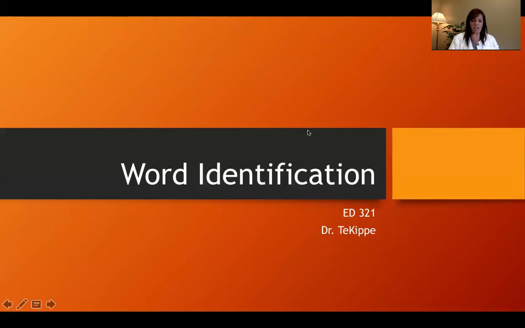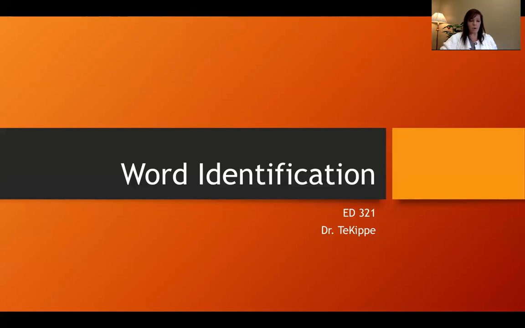Word identification is a reading skill, and some like to think of word identification as part of phonics, but as you'll find out as we go through this presentation, it's really two separate reading skills, as word identification goes farther than phonics, but still uses phonics to help identify words.